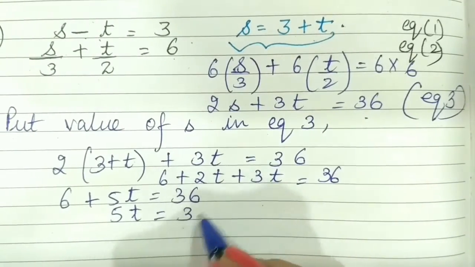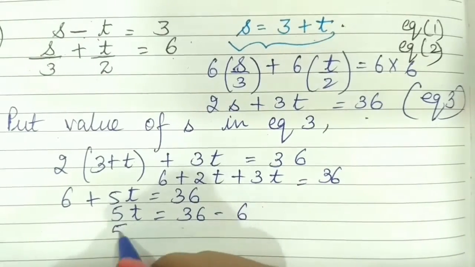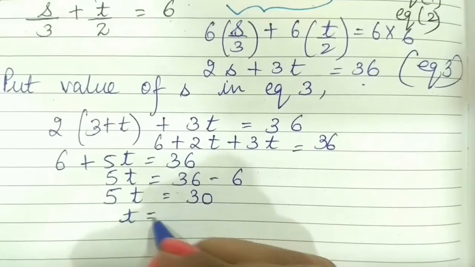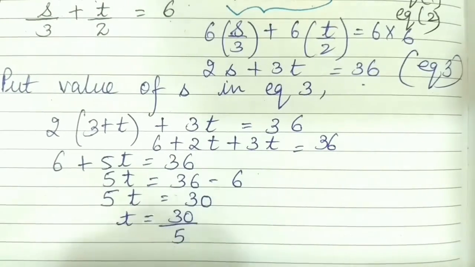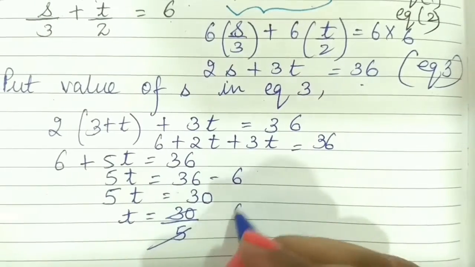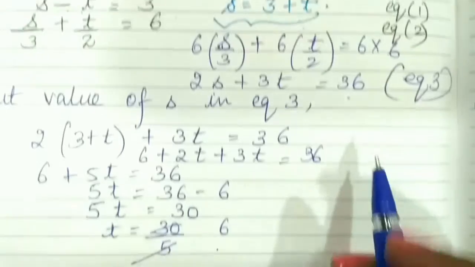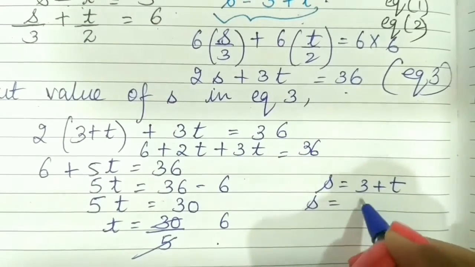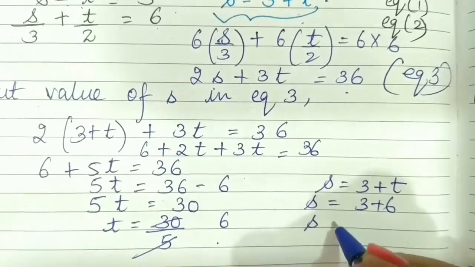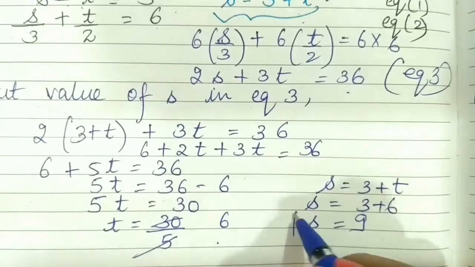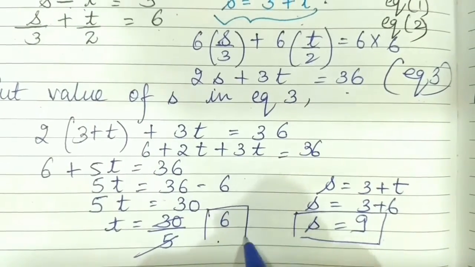5t will be 36 minus 6. 5t equals 30. And the value of t will be 30 by 5, that is 6. Now put this value of t in this equation. So s was 3 plus t. s will be equal to 3 plus 6. So the value of s will be 9. So the solution of this equation is s equals 9 and t equals 6.